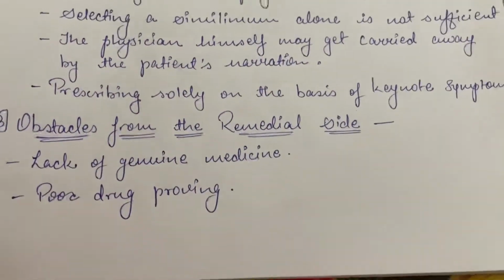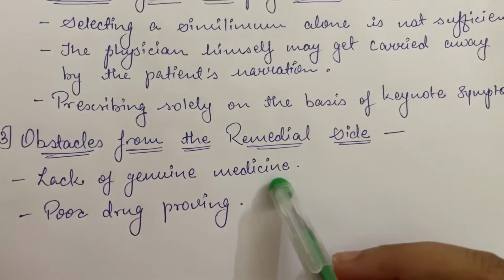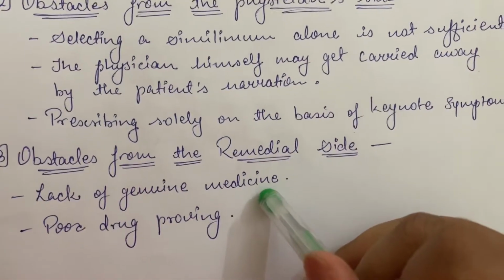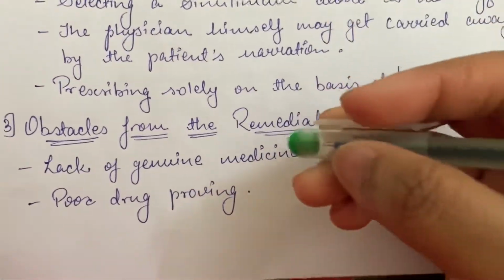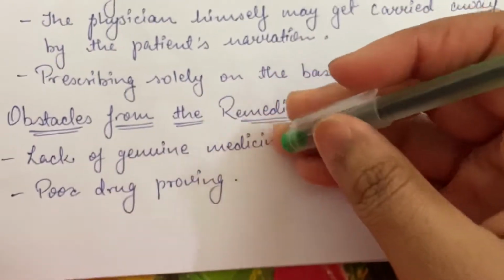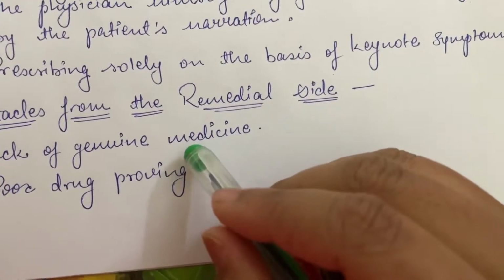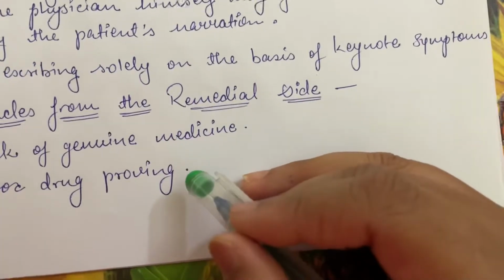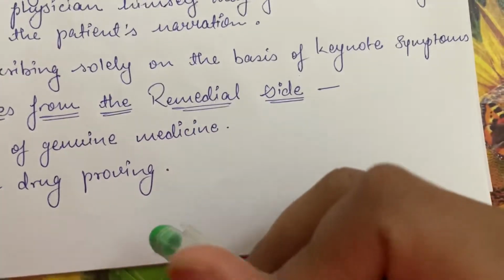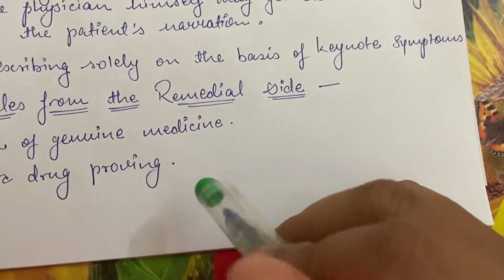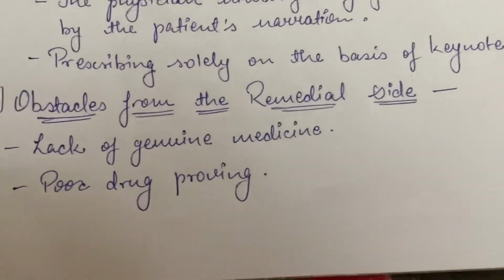Now obstacle from the remedial side. Remedial side is lack of genuine medicine. What do we mean by lack of genuine medicine? While we are prescribing the medicine, we are not dispensing the medicine. Some chemist or the pharmacist is dispensing. We are not the person who is dispensing the remedy. We are just the person giving the prescription.